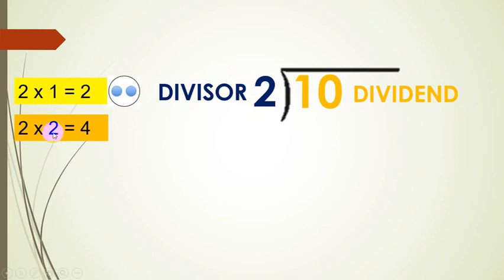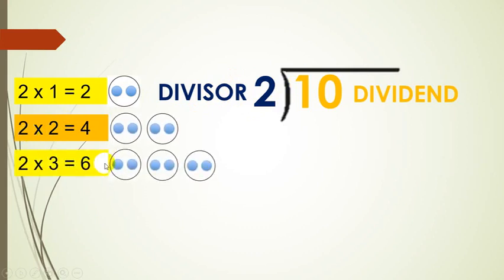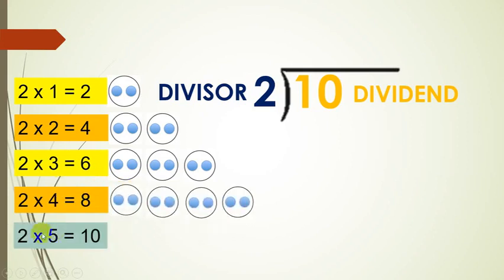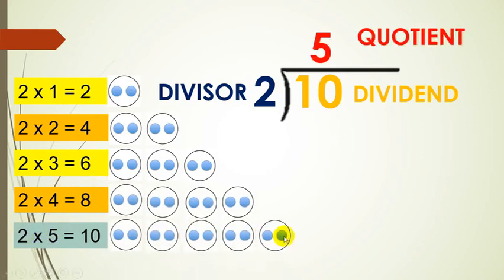Now 2 groups of 2 balls is equal to 4 balls, 3 groups of 2 balls is equal to 6 balls, 4 groups of 2 balls is equal to 8 balls, and 5 groups of 2 balls is equal to 10. That means I was able to make 5 groups of 10 balls, and that is known as the quotient or number of groups. It will be written at the top. Now the next step is I'm going to subtract the 10 because I was given 10 and I made the groups of equal number. Now that's why I have to subtract it, and now my remainder will be 0.